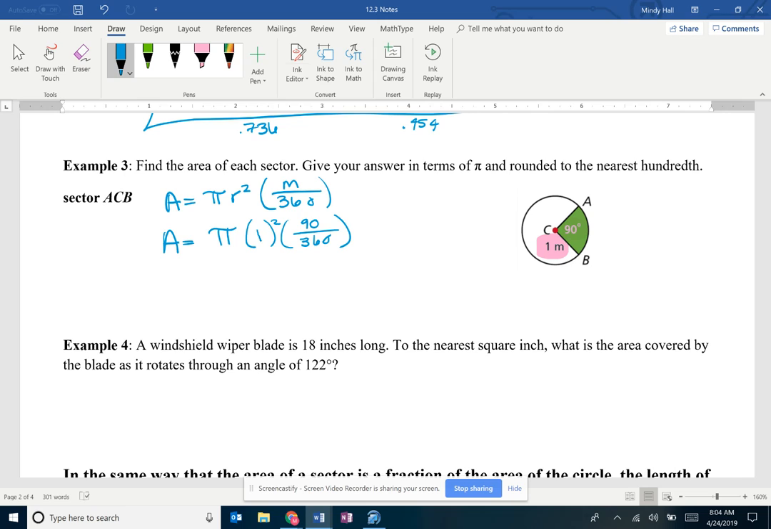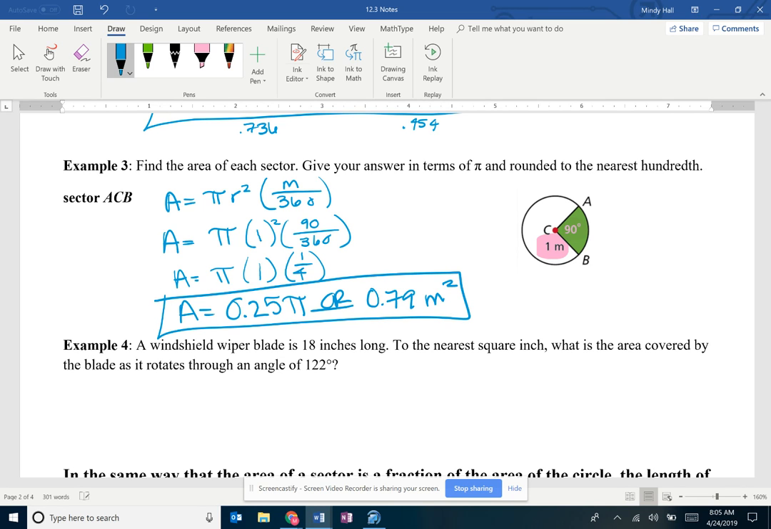And so then, again, calculator does most of the work. If you really want to, a part of me wants to make this 90 over 360 a 1/4. But again, you don't have to. Because then you get 0.25 pi. When you multiply by pi, it becomes 0.79 meters squared.